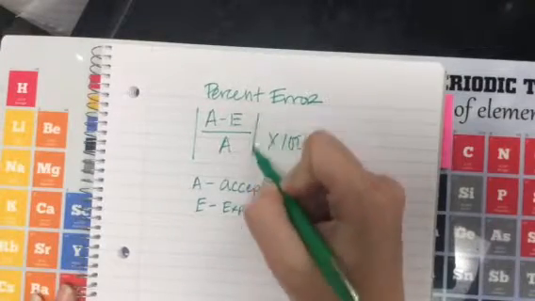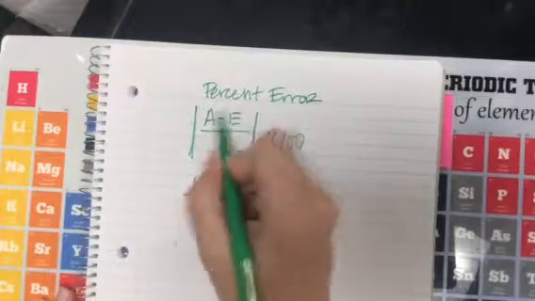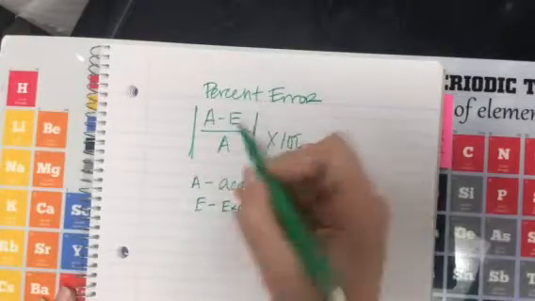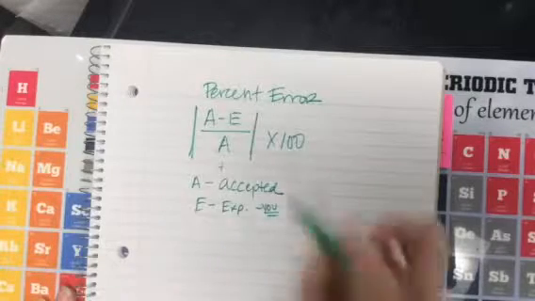Now notice these little bars here. These little bars here are your absolute value, just saying, hey, this is an absolute value. Your answer here is always going to be positive. You'll never have negative error.